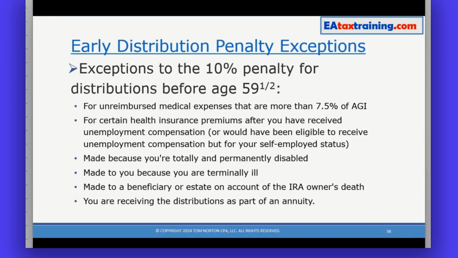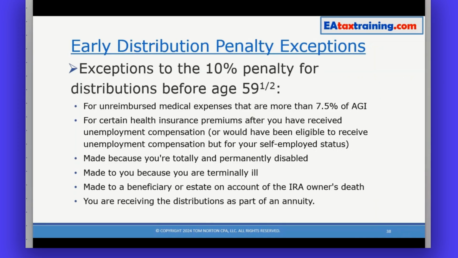So the first exception is if you take the money out for unreimbursed medical expenses that are more than 7.5% of adjusted gross income. You do not have to pay the 10% penalty on that amount. If you take the money out to pay for certain health insurance premiums after you've received unemployment compensation, don't worry about the details about that. Just know that it's on the list.